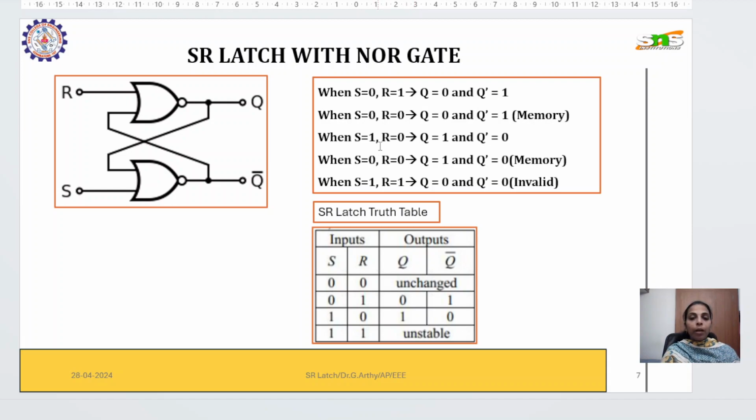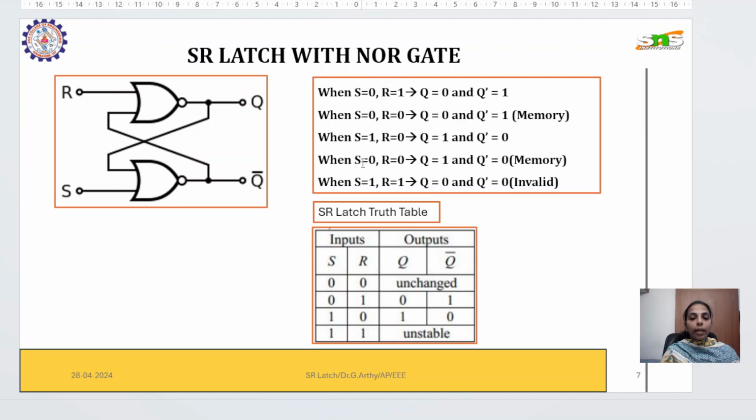Let us consider the next case when S is equal to 1 and R is equal to 0. That is, here we give 1 and here we give 0. In that case, from the truth table of NOR gate, if we check, we will get Q is equal to 1 and Q dash is equal to 0.